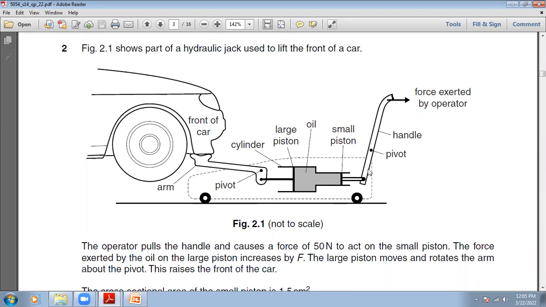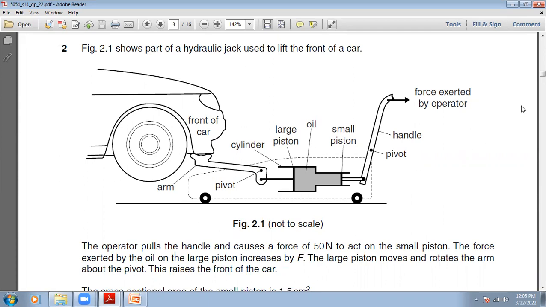So here is this handle, and here is the pivot, and here you apply the force, and this piston will go inside. This small piston will go into this small cylinder. Here we have the oil. So that oil will be pushed, and that oil will push this large piston outward and towards the left, and then this large piston will move upward. This car will be lifted up. So this is basically the hydraulic jack.